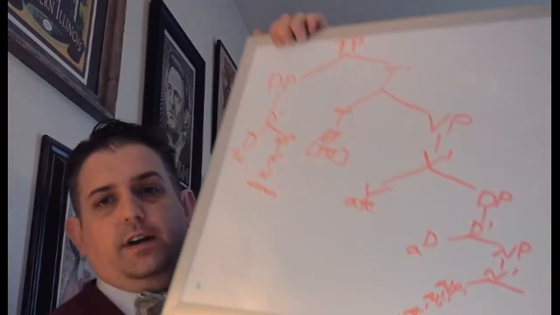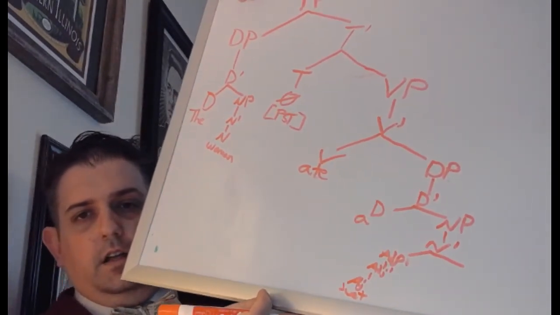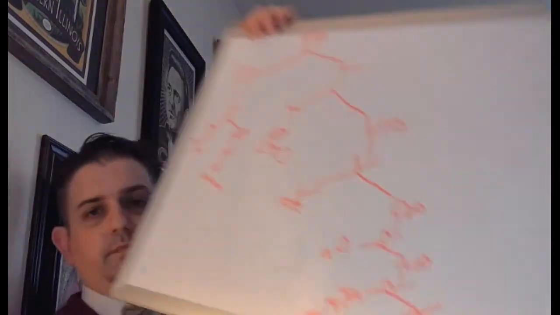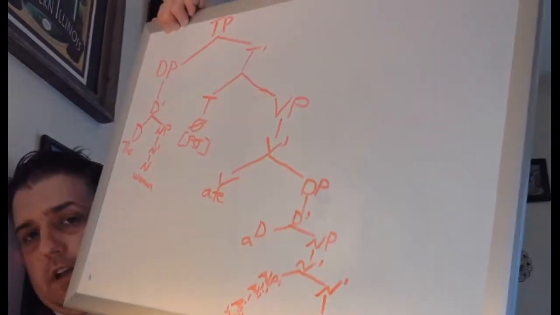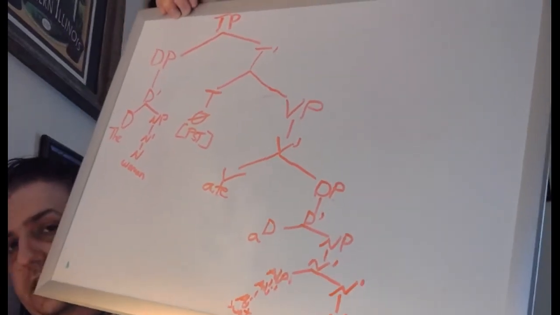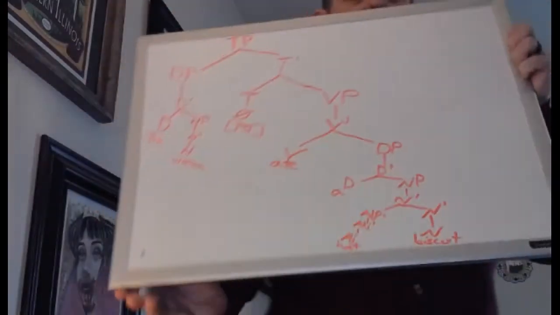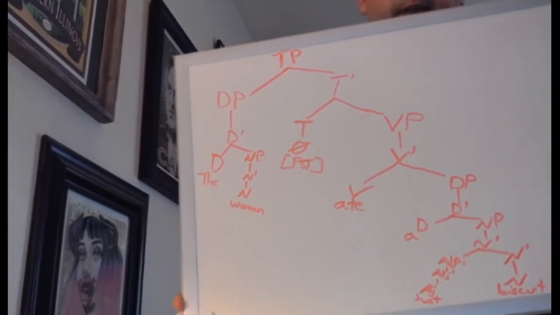This is getting a little cramped down here, but I think you can still kind of see what's going on. Then we'll have another N bar over here, which will go down to the N, biscuit. And this is our sentence. And in this case, we can see the entire sentence. I was able to plan a little better.